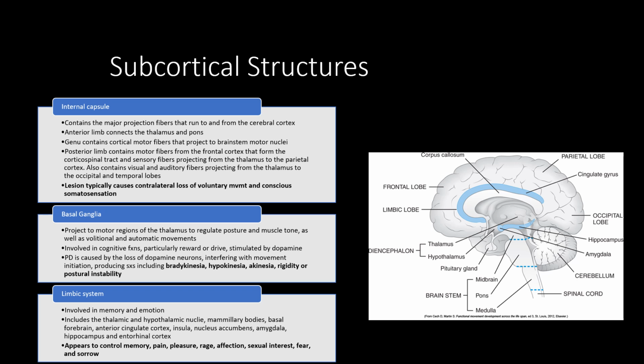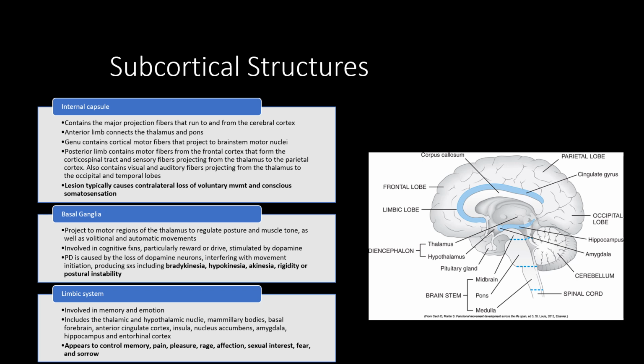So the internal capsule contains the major projection fibers that run to and from the cerebral cortex to communicate with the subcortical structures. The anterior limb connects the thalamus and the pons. The genu contains cortical motor fibers that project to the brainstem motor nuclei, and the posterior limb contains motor fibers from the frontal cortex that form the corticospinal tract and sensory fibers projecting from the thalamus to the parietal cortex. It also contains visual and auditory fibers projecting from the thalamus to the occipital and temporal lobes. Lesions to the internal capsule typically cause contralateral loss of voluntary movement and conscious somatosensation.